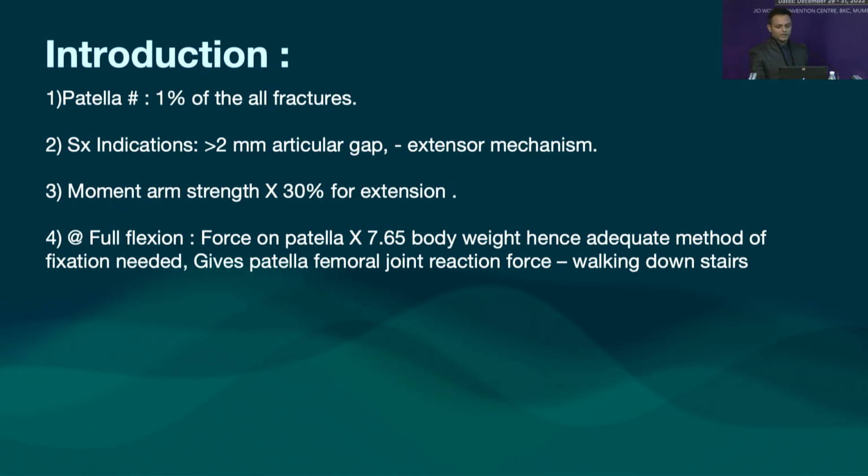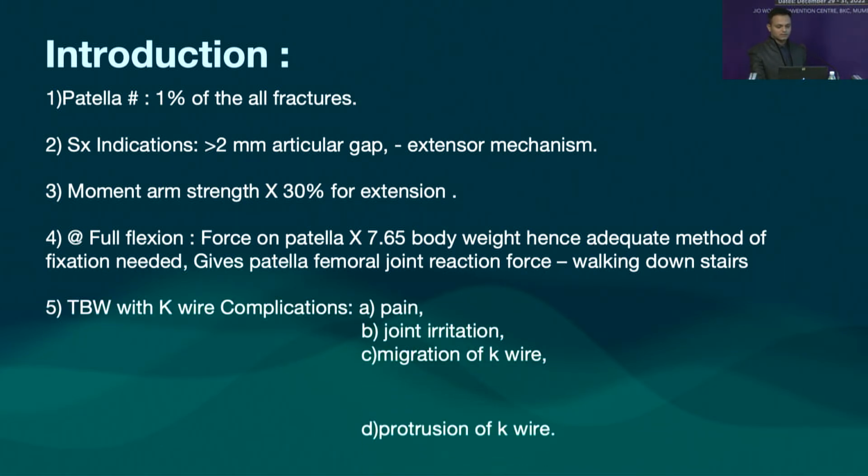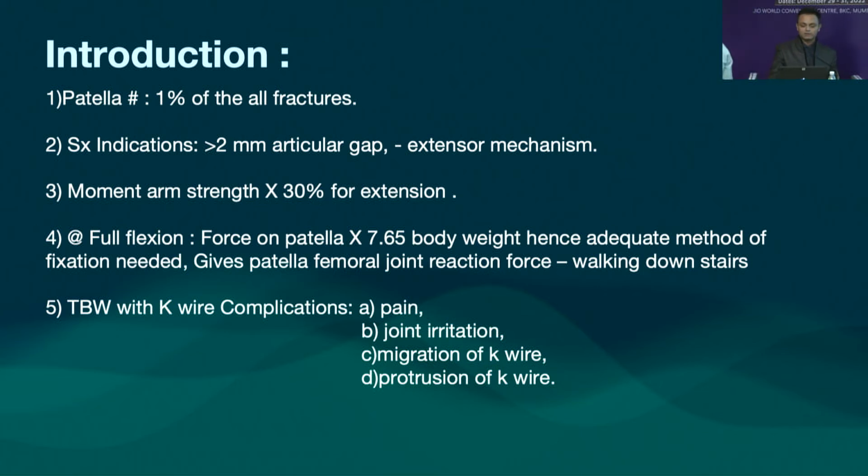Mechanics-wise, during flexion there is 7.65 times increased force on the patella. So the method for fixation of the patella needs to be adequate to sustain that extra pressure. The conventional TBW with K-wire has a few complications, which include pain, joint irritation, migration of the K-wire and protrusion of the K-wire. Being a sesamoid bone, the union rate in the patella is more than 95%.